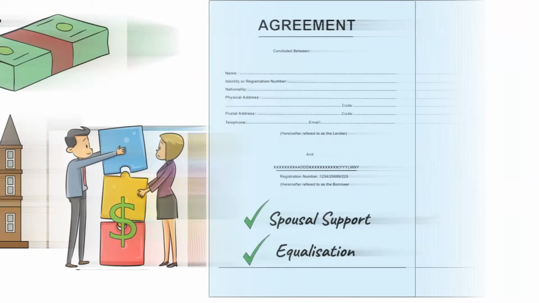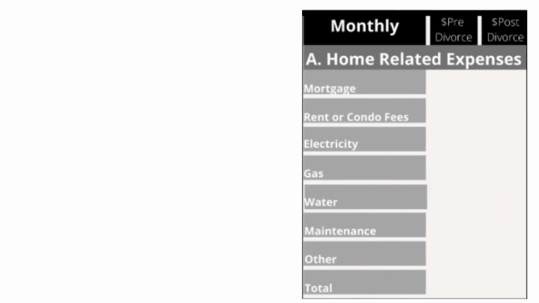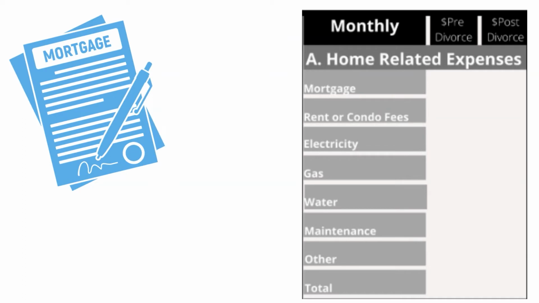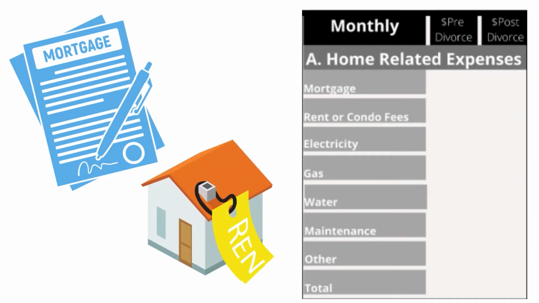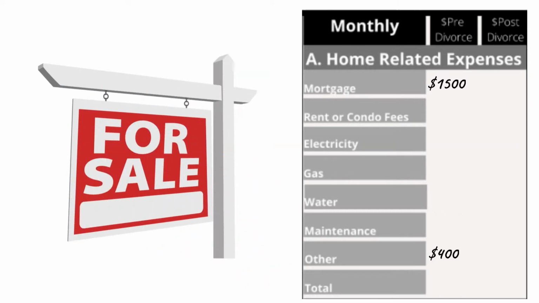The first section of the budget worksheet is entitled Home-Related Expenses. The most important part in this section is your mortgage or rental fees. Whatever you're currently paying in monthly mortgage fees is pretty straightforward. If your property taxes aren't included in that number, you can add them to the other row down here. If you plan to sell your home and purchase a new property or buy out your ex's half of the marital home, your monthly mortgage payment is going to change.